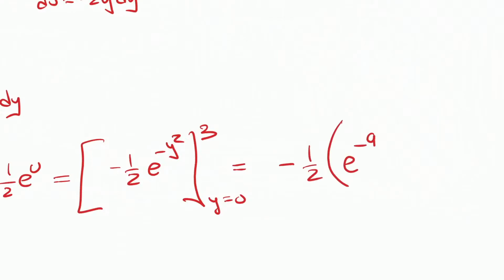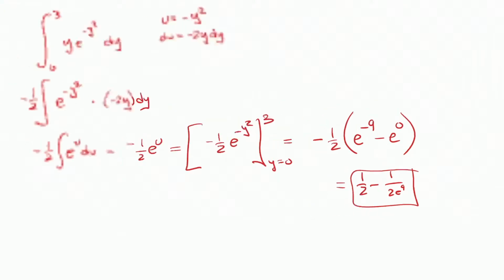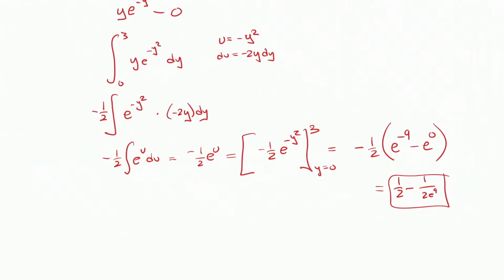So that'll be e to the negative 9 minus e to the 0, which I suppose we could write like this, 1/2 minus 1 over 2 e to the 9th. I don't know. You can write it however you want, but this is fine here. This is fine.